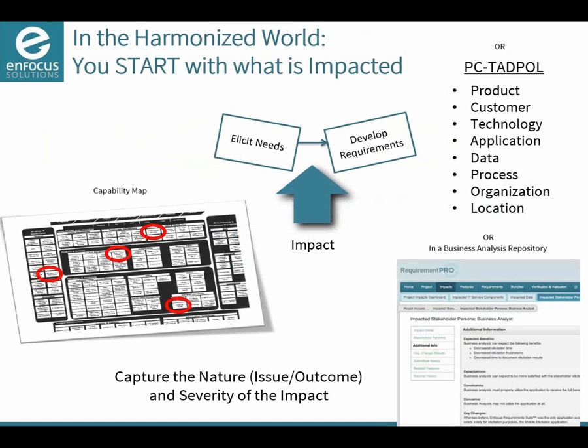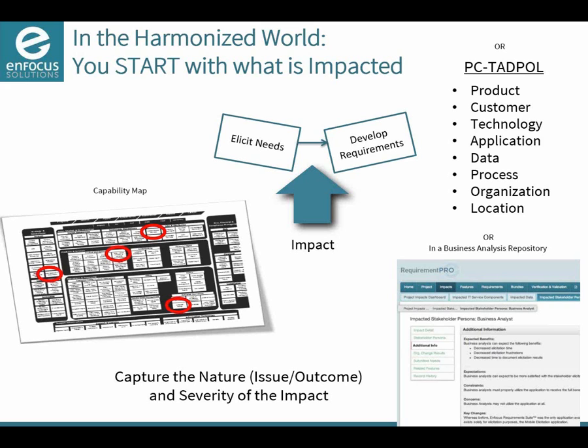So the issue in a harmonized world is that you start with what is being impacted. Yes, you've got to elicit the need. You've got to understand what the need is in terms of capability or what we're changing. But it's all about impact. What is it that we're impacting? There are different ways you can establish impact, but you might start as simply as a visual, like a capability map that you just circle. Okay, I'm going to impact this. And you might just capture the nature of the impact. What's the issue? What's the outcome? What's the severity? Simple stuff like that.